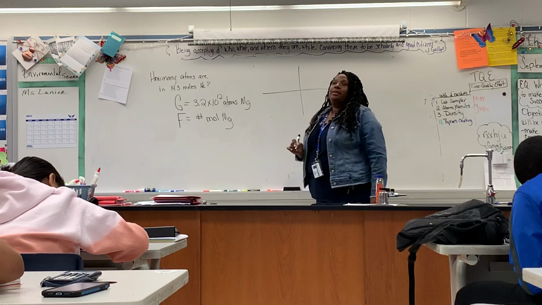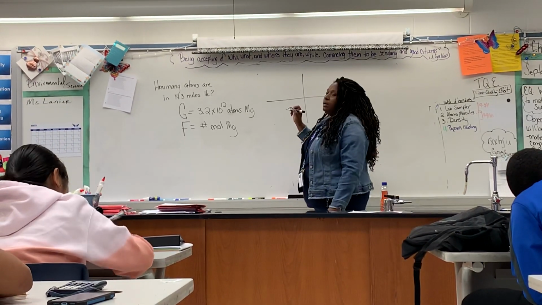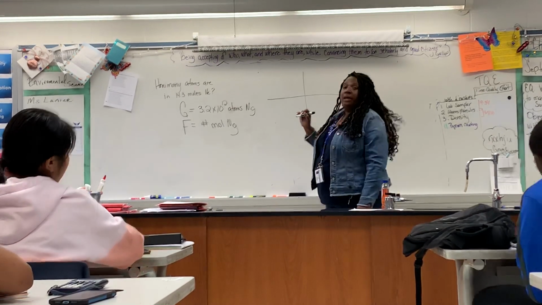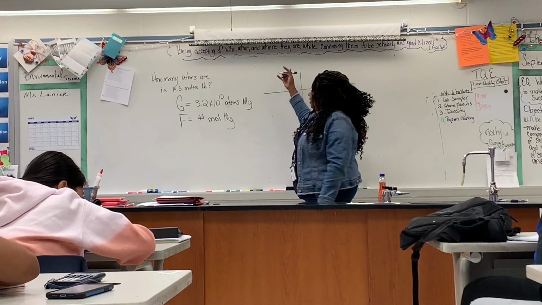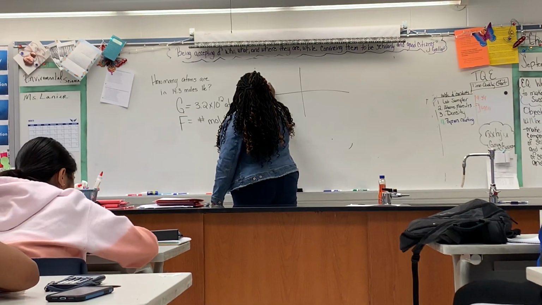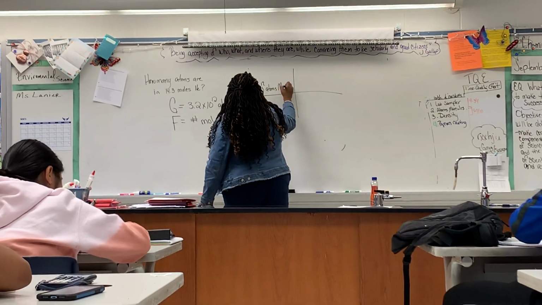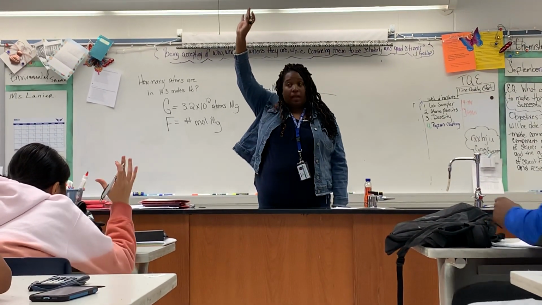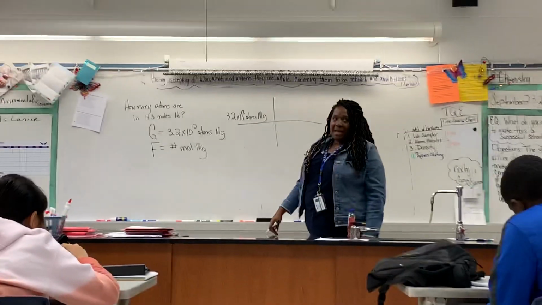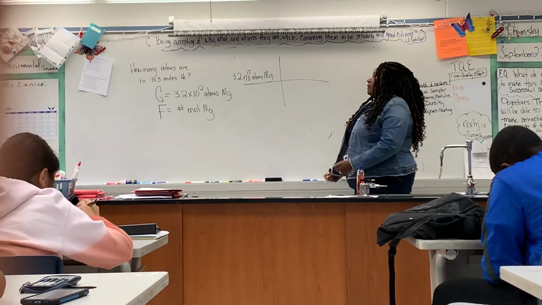All right, Eli, what goes first? 3.2 times 10 to the 12 atoms. Where does that go? Here? No, the one at the top. Here? Yeah. Okay. 3.2 times 10 to the 12 atoms of magnesium. Raise your hand if you got that far. You put it in the right place? Did you put atoms? Yeah. Did you put magnesium? Yeah. Good.